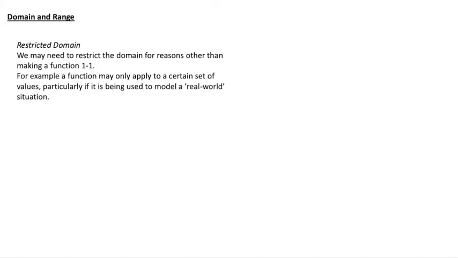Okay, going back to domain and range and restricting the domain, we may want to restrict the domain for reasons other than making a function one-to-one. For example, a function may only apply to a certain set of values, particularly if it is being used to model a real-world situation. So if we have a function f of x is 4x minus 3, and the domain is from 1 up to 4, including 1 but not including 4, then what will the range be?